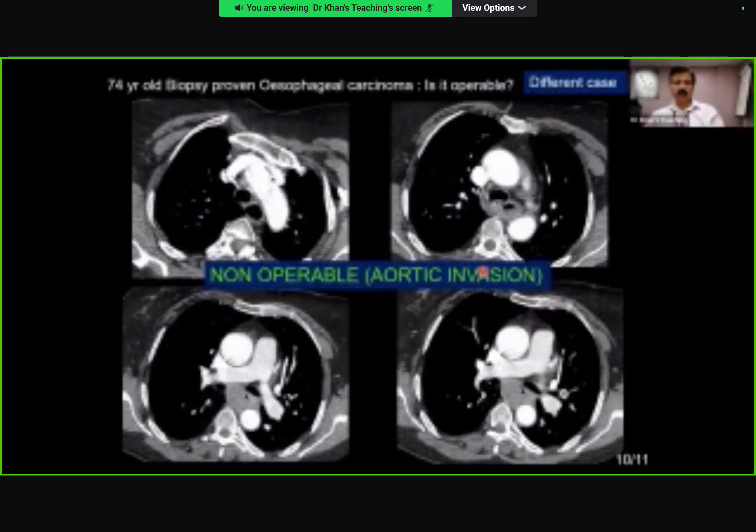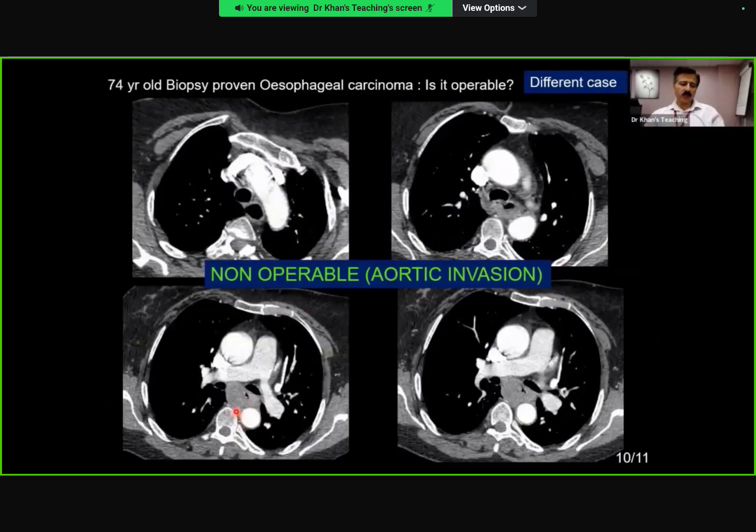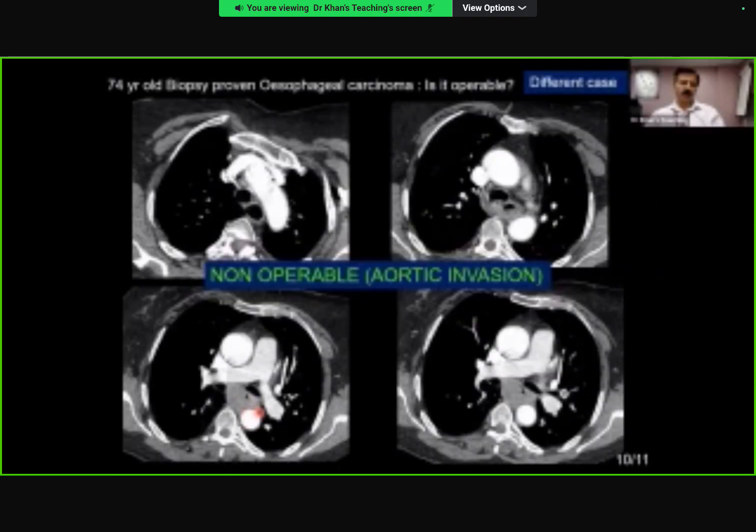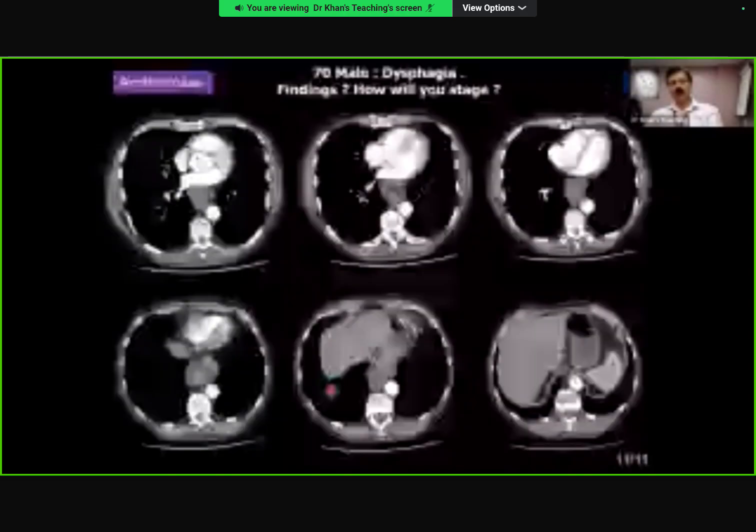And this is the case which we had done. You will agree that in this case, there is a tongue of tissue which has gone in between the aorta and the vertebra. This is one sign, but the abutment is also definitely more than 90 degrees, maybe close to 180. So we will call it a T4B tumor.